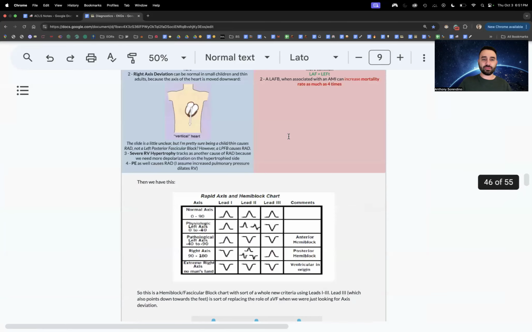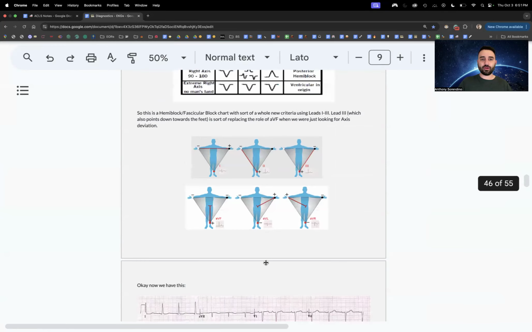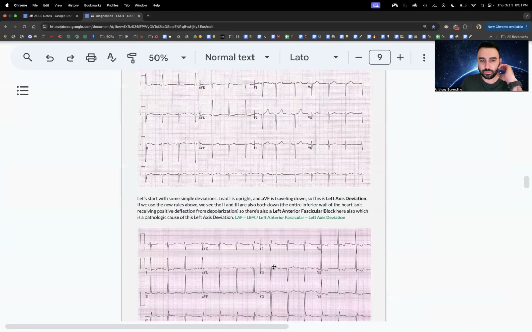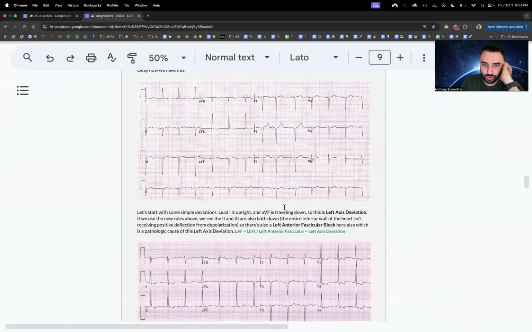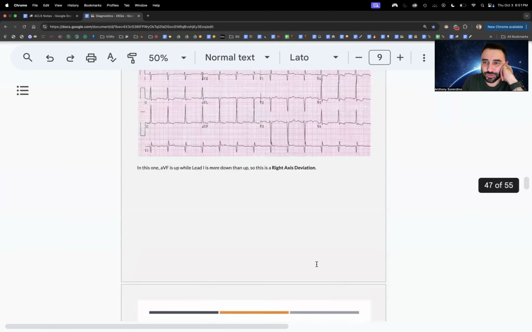I totally skipped over axis deviation. It's just not that exciting. It's the thumb up, thumb down thing. It's not terrible. You look at lead one and aVF and see which one is more down. Lead one is upright and aVF is traveling down, so this is a left axis deviation, because your left thumb is up. This one should be a right, because aVF is pointed more up, so it's a right axis deviation. Those aren't too bad.